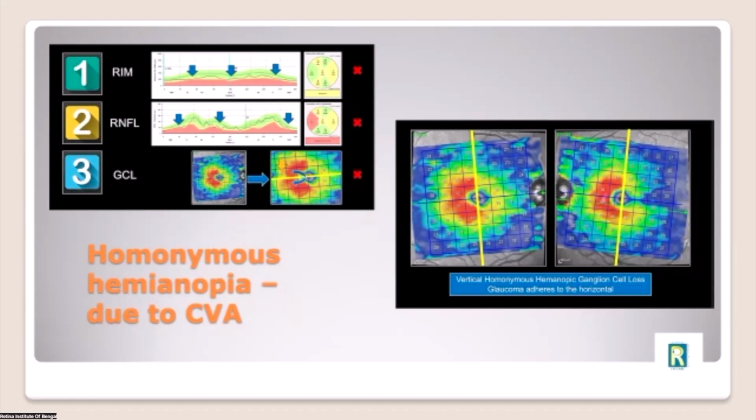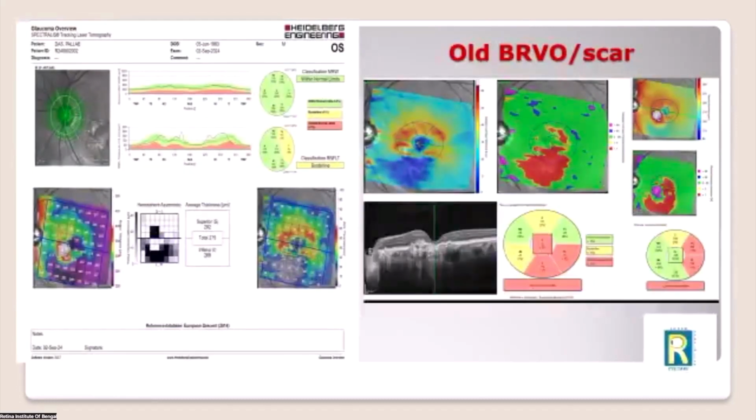So these are the common things. In any case, you can see the three zone defect. So why is this not glaucoma? It is not like that, that a three zone defect means glaucoma. There are other parameters, other pictures in the machine that guide you towards something else.